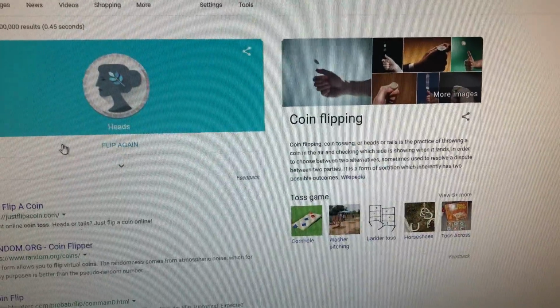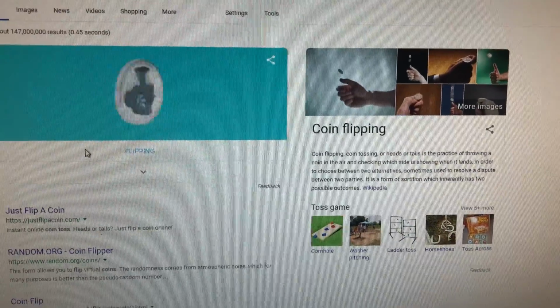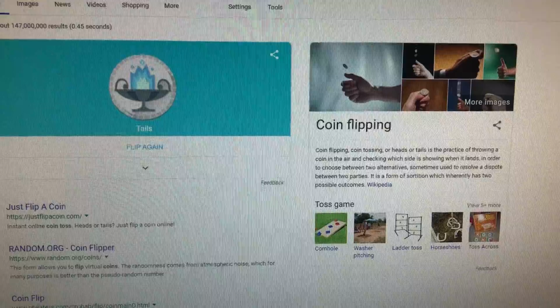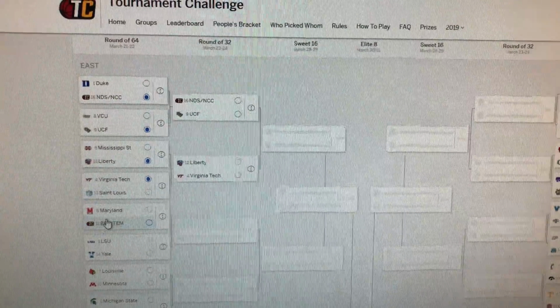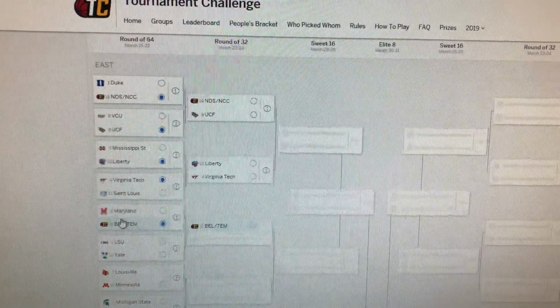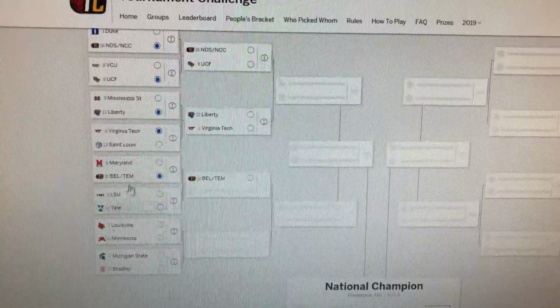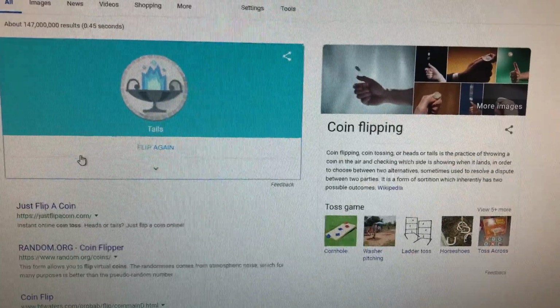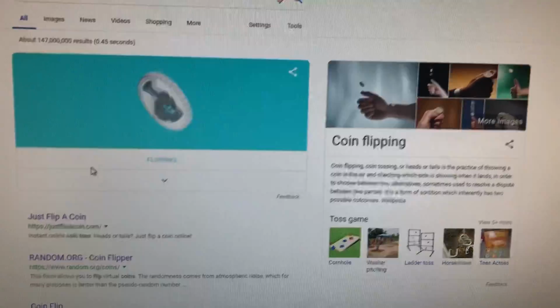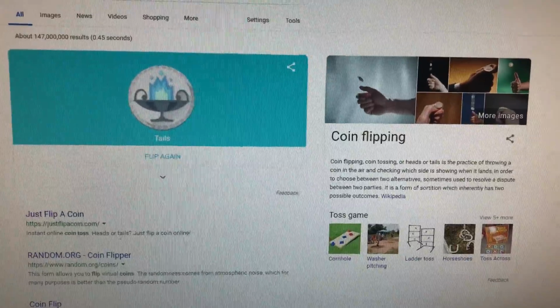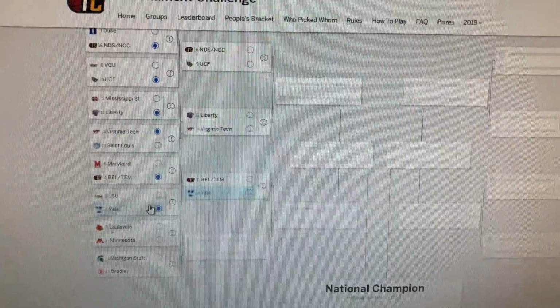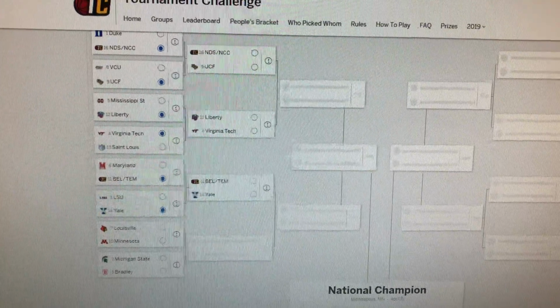Next up, we have Maryland and the winner of Belmont and Temple. I think Belmont would win that in real life, but up here in the coin flip, we have Belmont and Temple winning that again. Another high seed winning, the 11 seed. Next up, we have LSU and Yale. I figure LSU will probably win just based off of trying to get this back to 50-50, but it is Yale with tails. Yeah, rhyming accidentally right there. We have Yale moving on as the 14 seed.